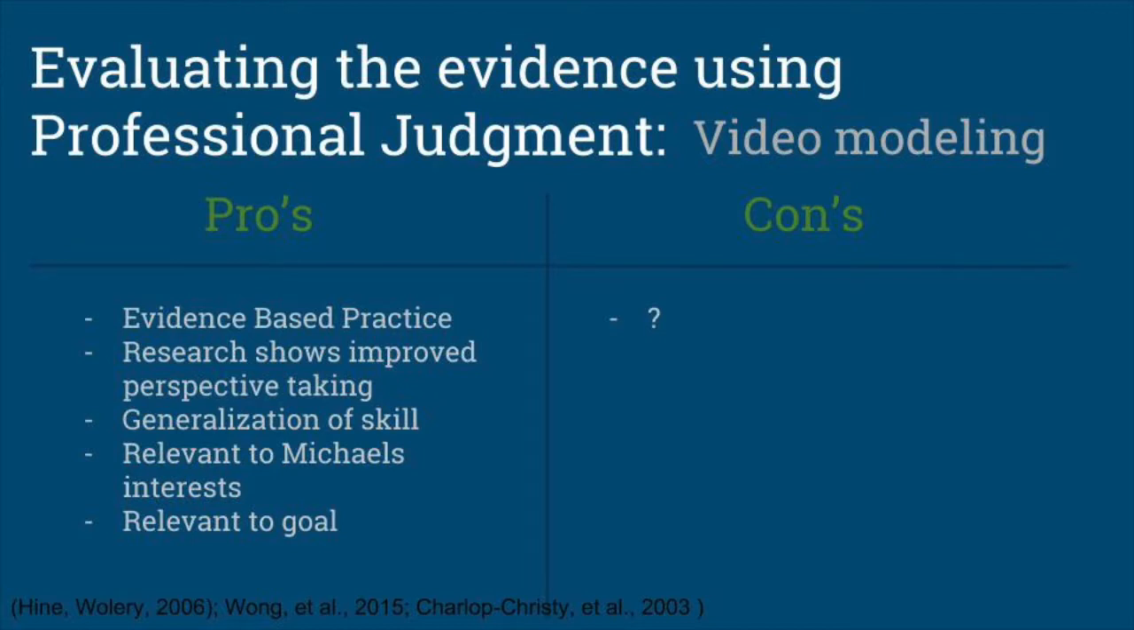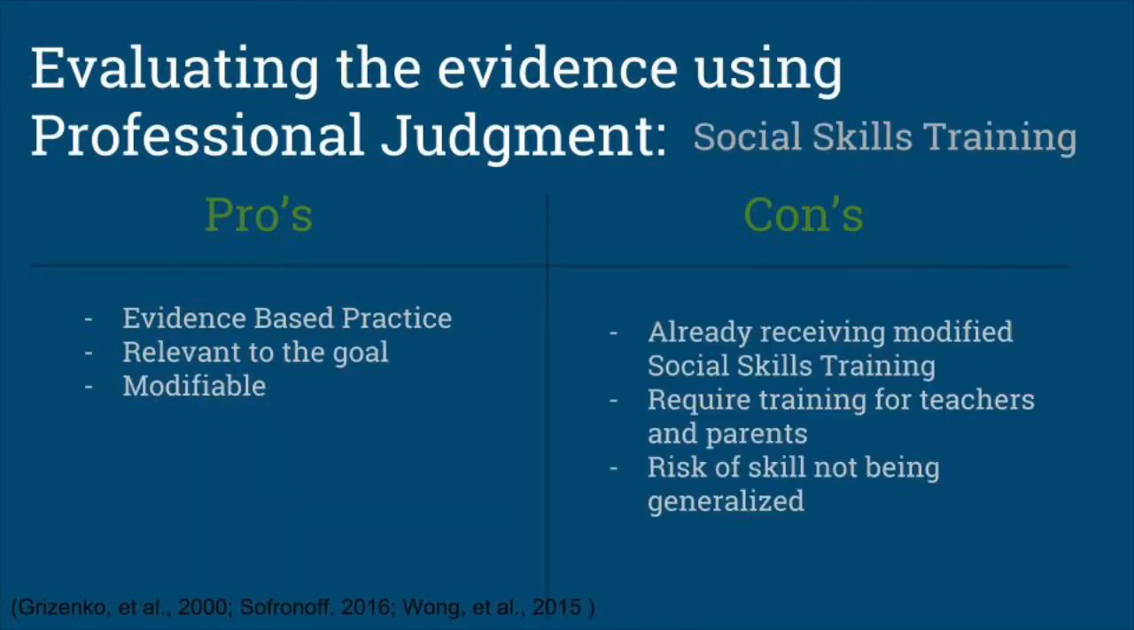And last, I researched social skills training. I also liked this strategy. It had a lot of research to back up its success and seemed very modifiable. However, I knew that with Michael's context, he was already receiving a modified version of social skills training at school. It would require training of his teachers and his parents, and it also had shown risks of the skills learnt during social skills training not being generalized.